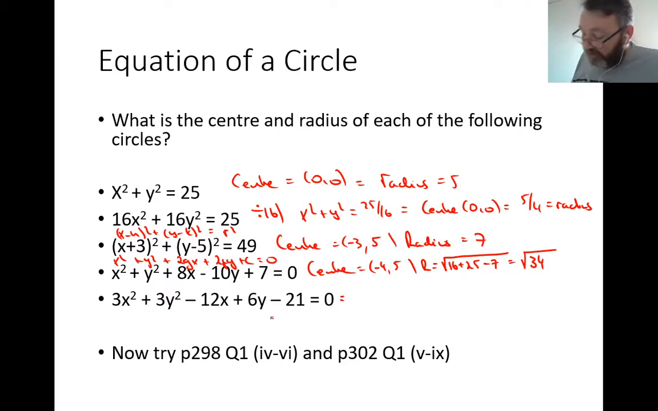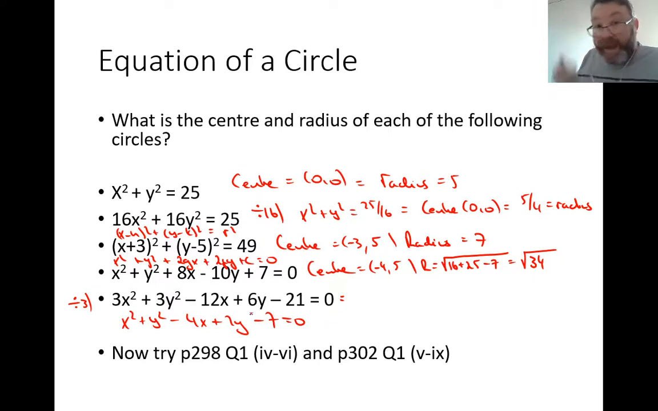And lastly then, 3x squared plus 3y squared minus 12x plus 6y minus 21 equals 0 doesn't follow any equation, because all the equations have to begin with x squared and y squared. So the very first thing I'm going to do here is divide everything across by 3. X squared plus y squared minus 4x plus 2y minus 7 equals 0. And now I can read off the centre and the radius.